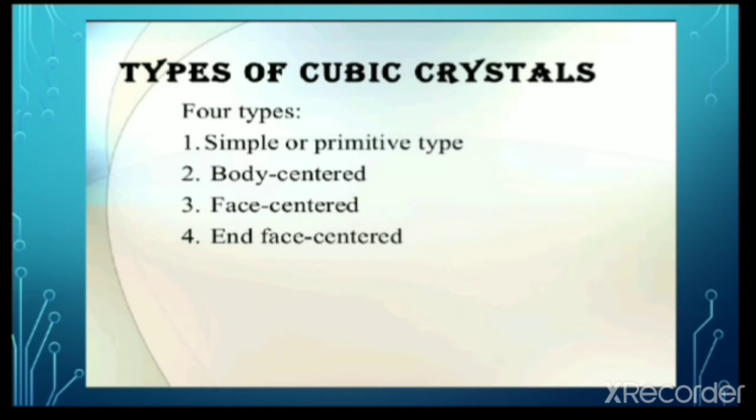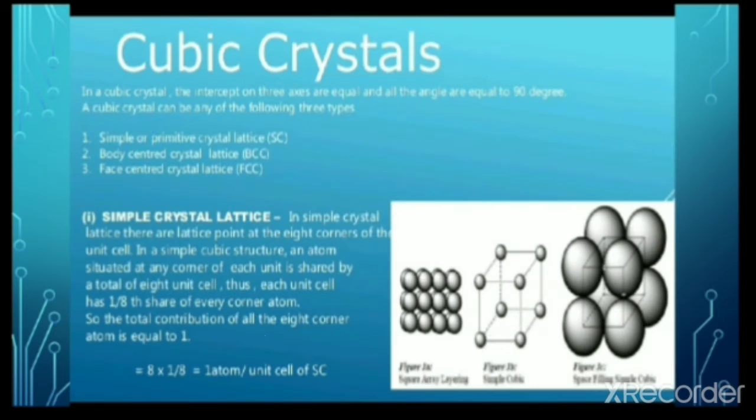So we shall consider the four types of cubic unit cells, and for simplicity assume that the constituent particle is an atom. The types of cubic crystals are simple cubic or the primitive type, body centered, face centered, and end centered cubic crystals. Among these, the first one is what? Simple cubic crystals. In case of simple cubic crystals, there are lattice points at the 8 corners of the unit cells.